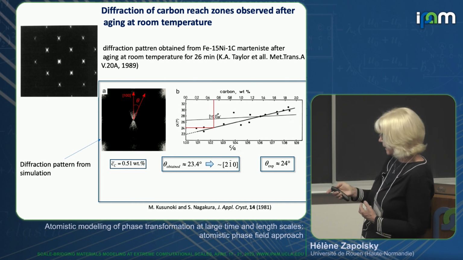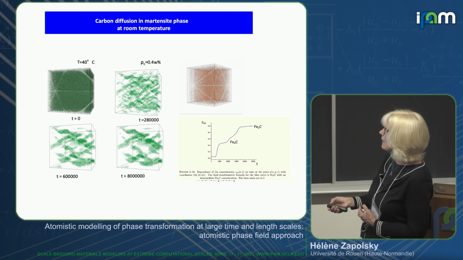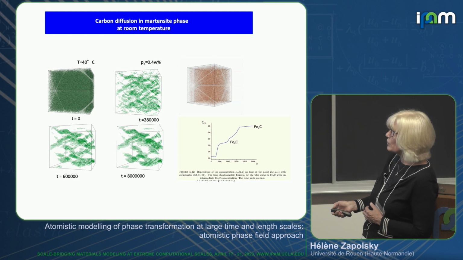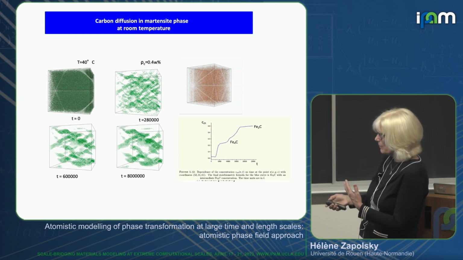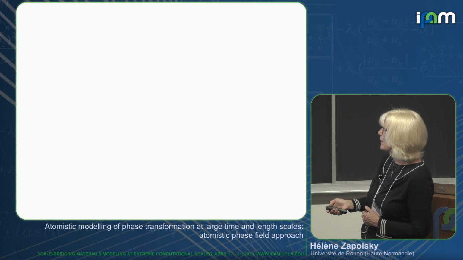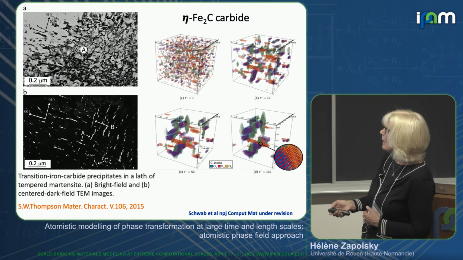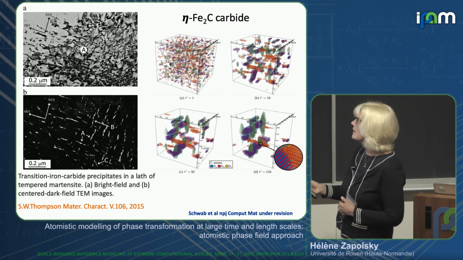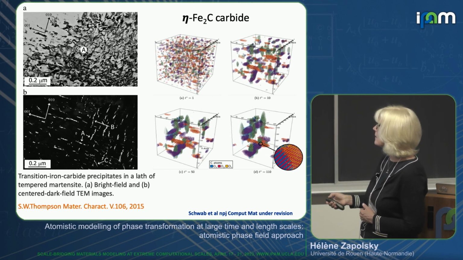It means that if we calculate this, we can really compare in a quantitative way the alignment of this carbon-rich zone from experiments and from simulation data. It was also done, so if we continue our simulation, we will obtain the iron-2 carbon phase, which you can see here.